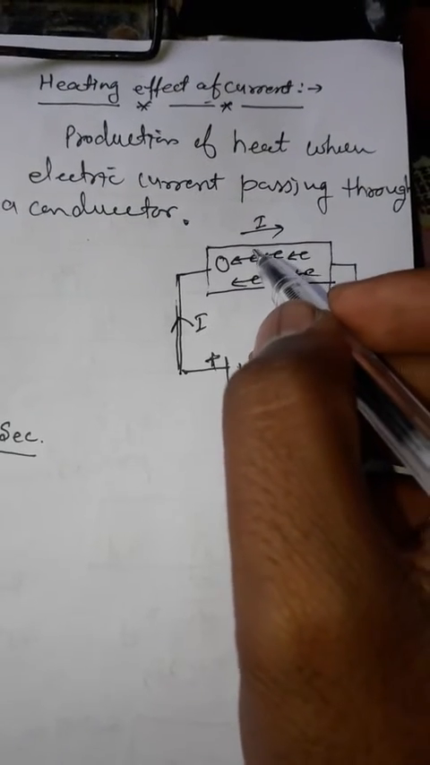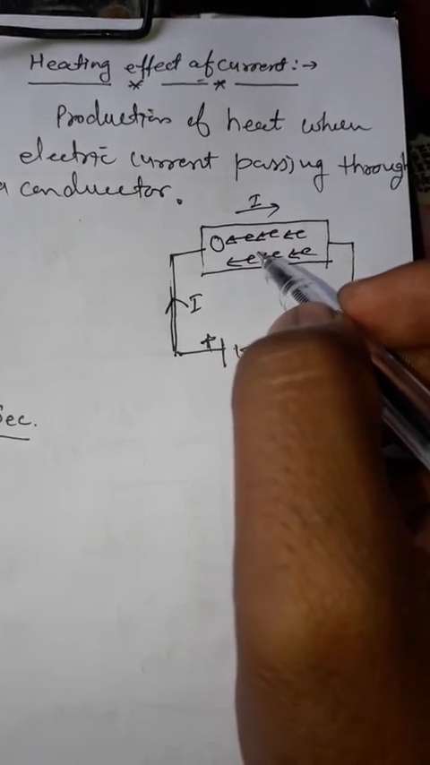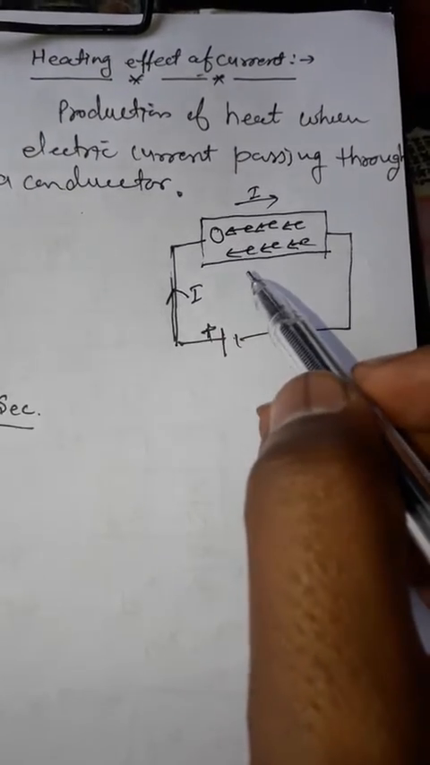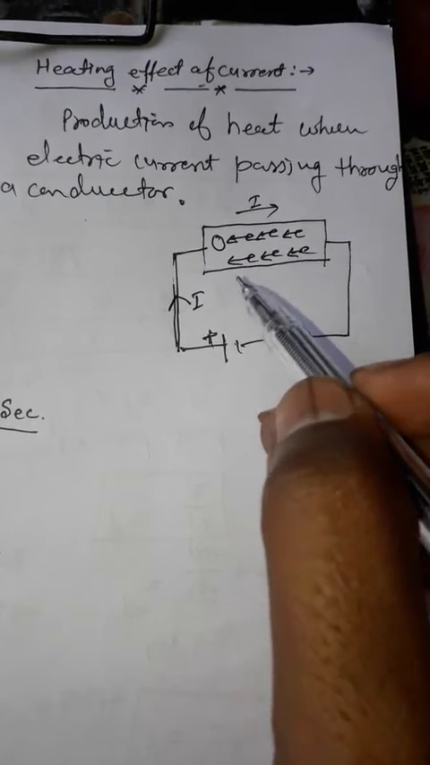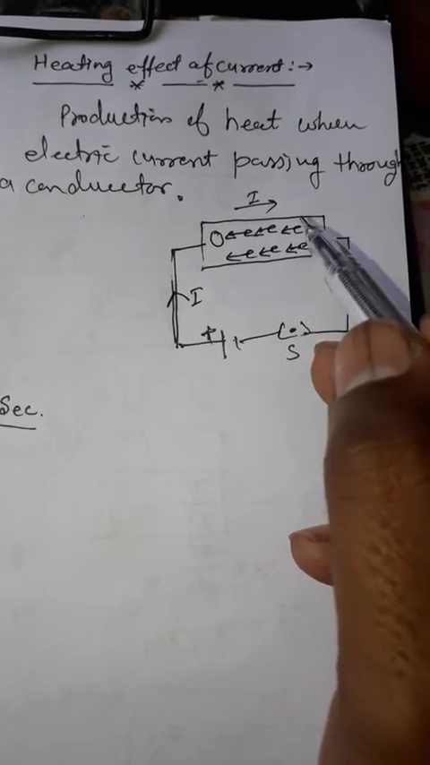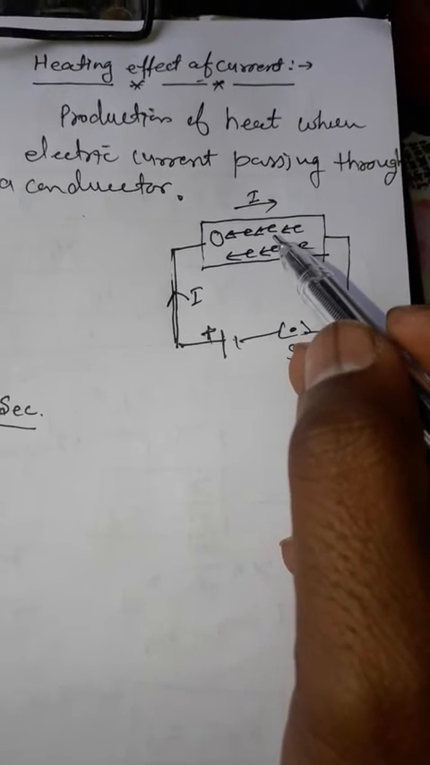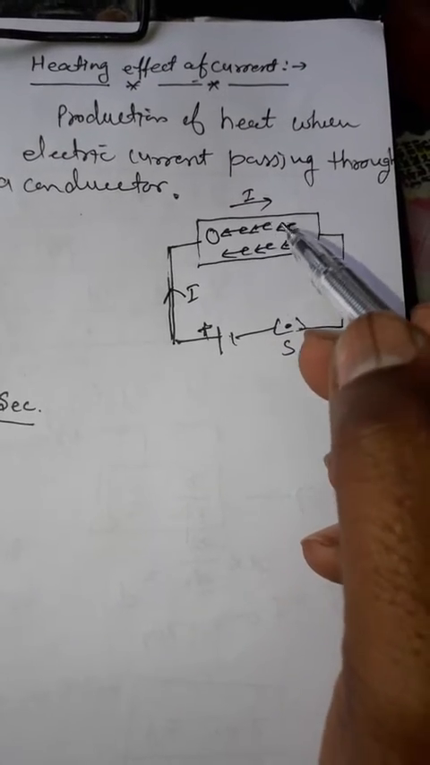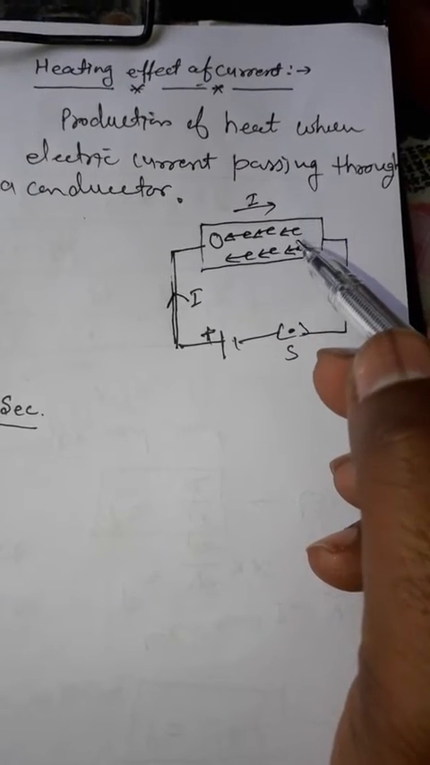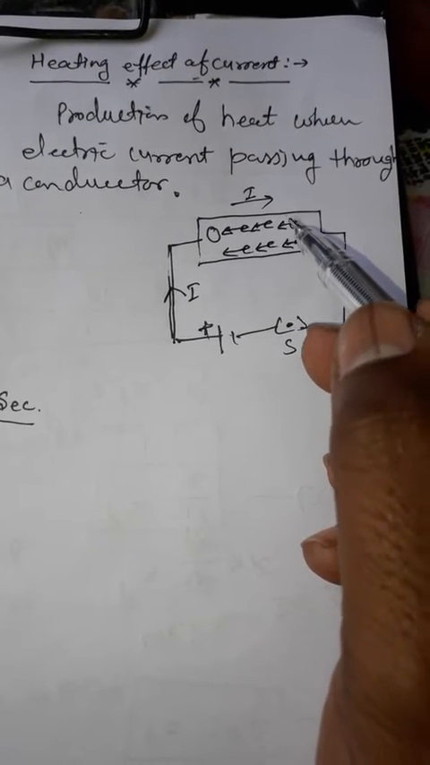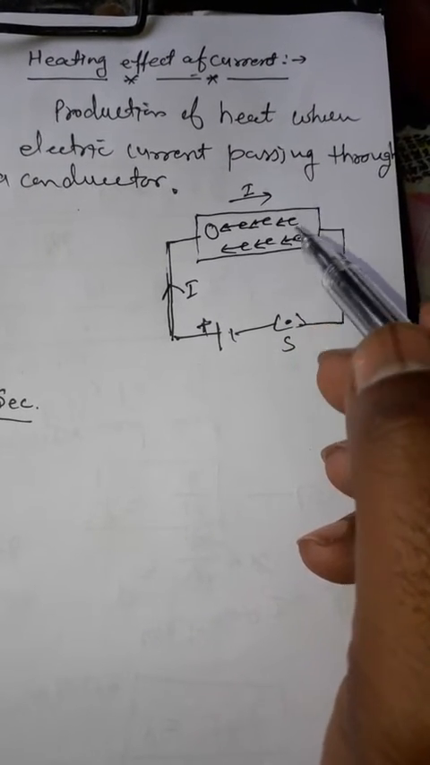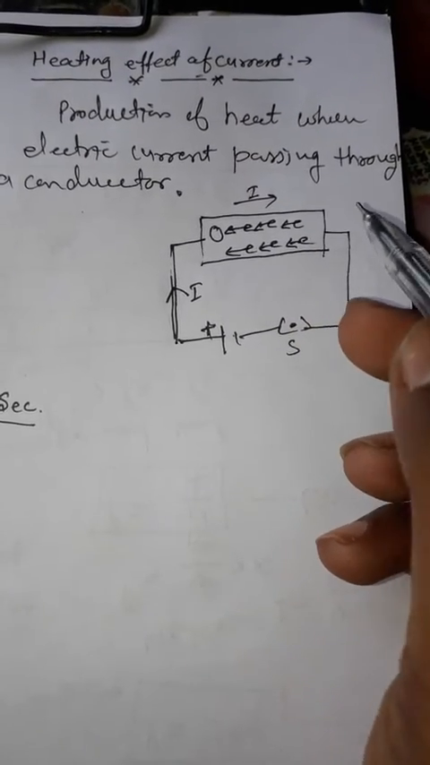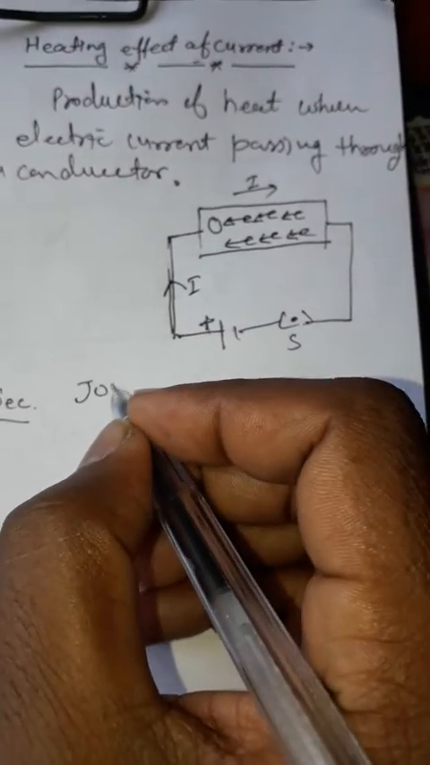So this collision is basically the source of the production of heat, and this collision is also responsible for the resistance of the device or the conductor. The more the collisions, the more heat is produced, or we can say the more the resistance. So we can easily say that with an increase in the resistance of the device, the production of heat is more. Related to this heating effect of current, there is a law known as Joule's law of heating.